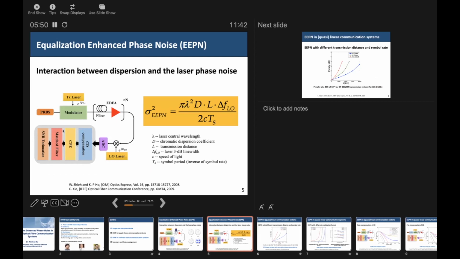There are also some basic models for estimating the noise variance due to equalization enhanced phase noise, given by this equation. It increases with the dispersion coefficient, the fiber length, and the 3 dB linewidth of the laser, and decreases with the symbol period, which means it increases with the symbol rate. This is quite different from the traditional analysis of the local oscillator laser.